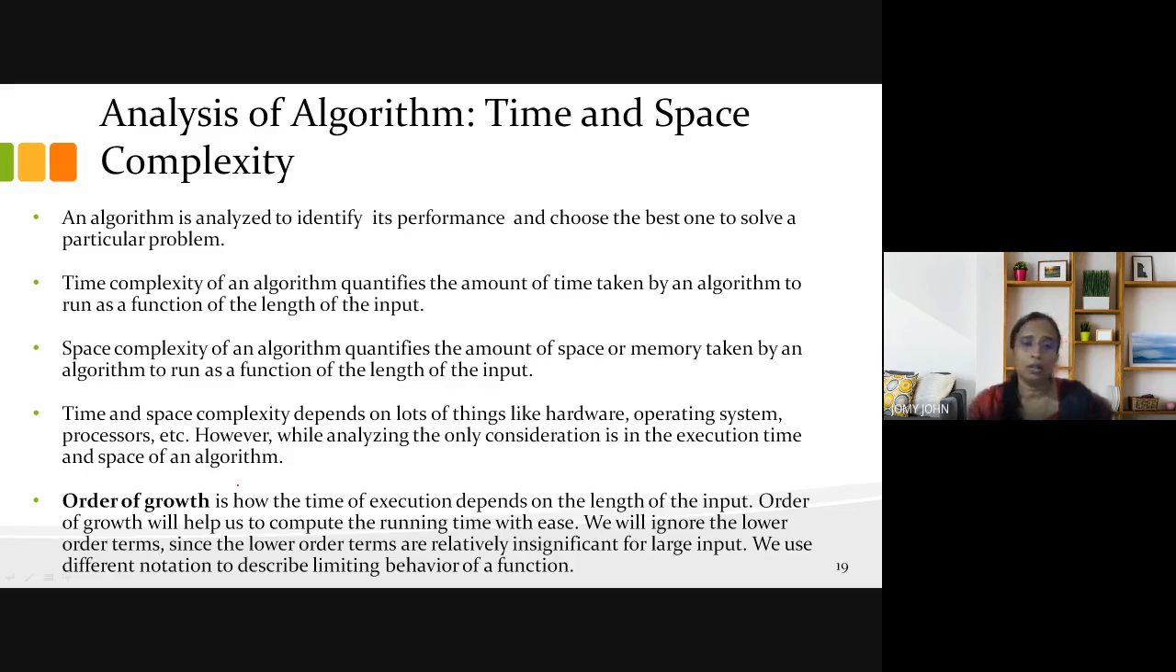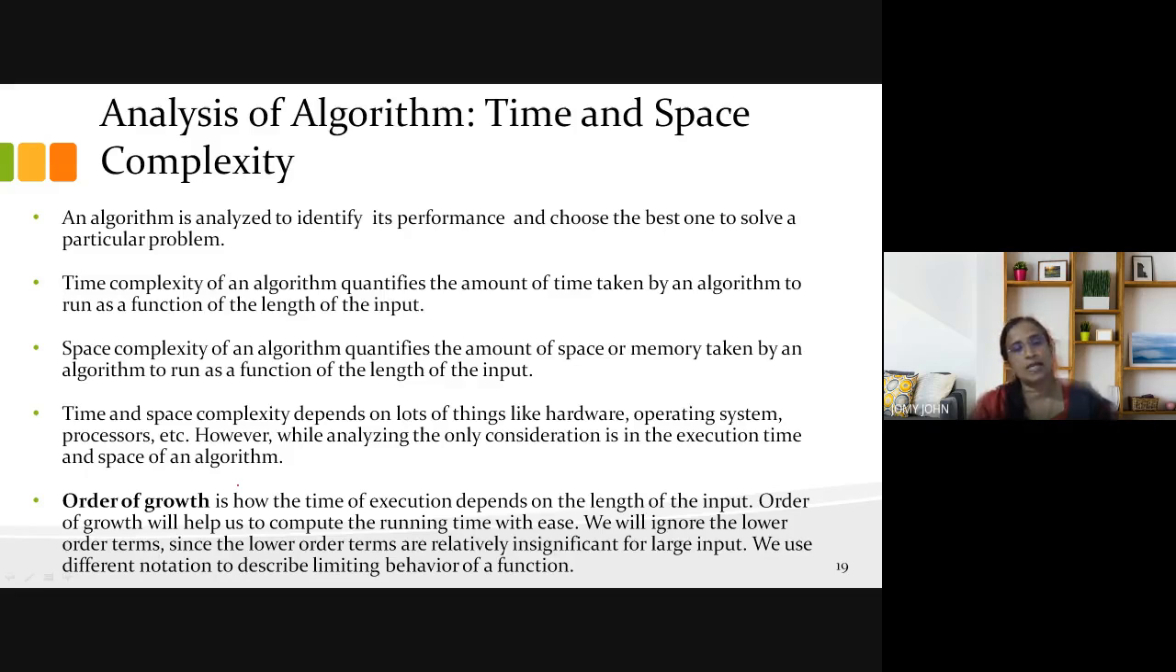Here also, the space depends on the length of the input. Same way, if we are running a program for 10 inputs, we need only space to store these 10 elements. If we are running it for 10 lakh inputs, we need the space to store all the 10 lakh inputs. So we can analyze the time as well as the space taken.